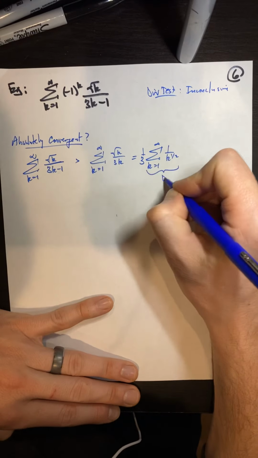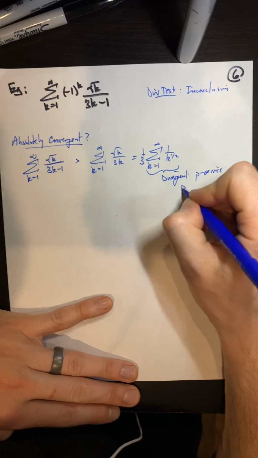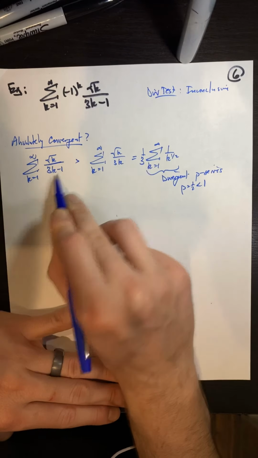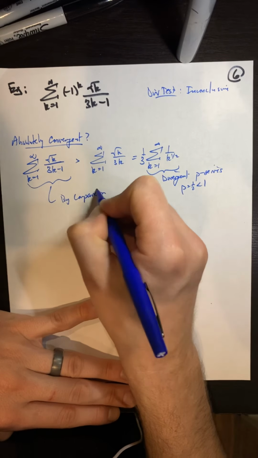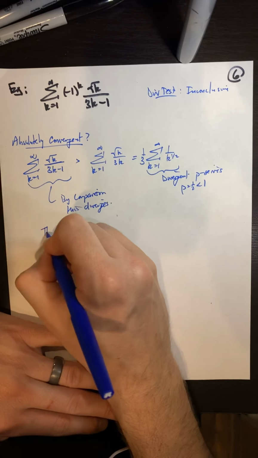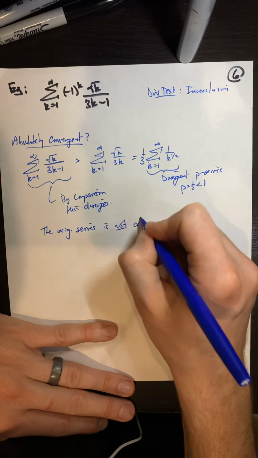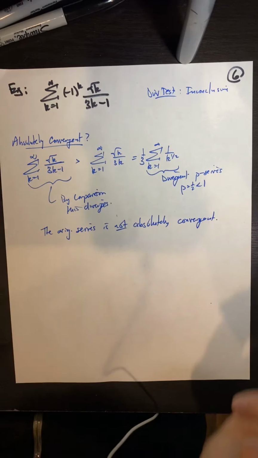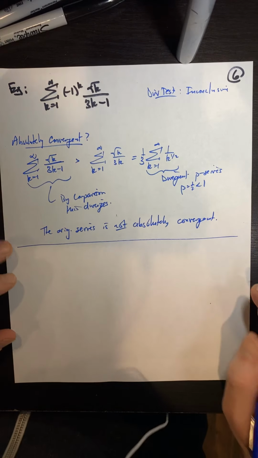So this is a divergent p-series, because p is 1/2, which is less than 1. But this thing is bigger, I'm sorry, this thing is smaller than this. So by comparison, this diverges. So the original series is not absolutely convergent. Now, that doesn't mean that the original series is not convergent. So this thing could still be convergent, which would mean, since it's not absolutely convergent, that it's conditionally convergent.